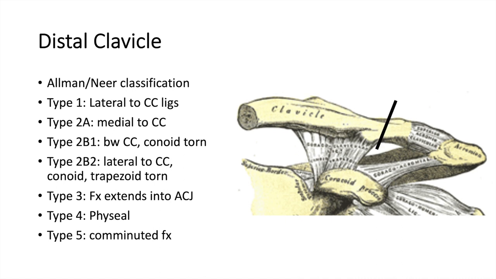Type 1 is lateral to the coracoclavicular ligaments. Type 2A will be medial to the CC ligaments. Type 2B1 will be between the coracoclavicular ligaments with the conoid ligament torn. That's the medial of the two. Type 2B2 will be lateral to the coracoclavicular ligaments with the conoid and trapezoid ligaments torn. Type 3 will be a fracture that extends into the AC joint. Type 4 is physeal, seen in pediatric patients. Type 5 is a comminuted fracture.